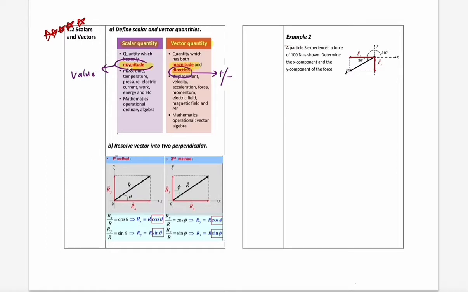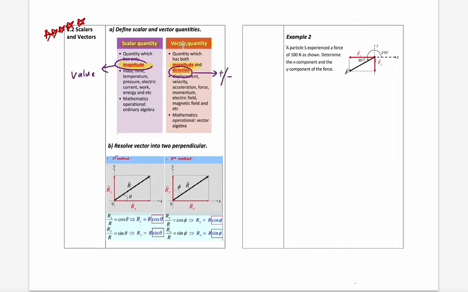For example, when we weigh some eggs, we only have the value of the weight of the eggs. Whereas if you are driving a car, we say it's a vector quantity because we can drive the car to the right or to the left. When we drive the car towards the right, we would say the displacement is positive. Whereas if we drive the car to the left, then displacement would be negative.